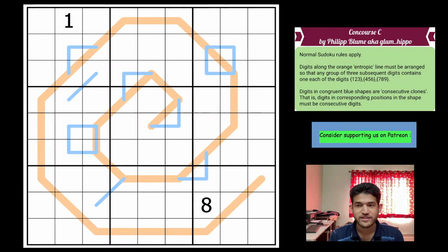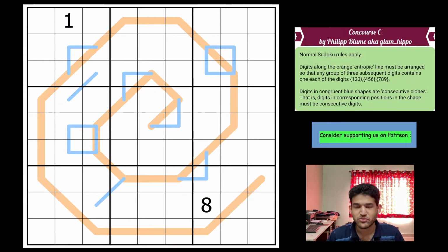Hello everyone, I'm here to solve a Sudoku titled Concourse C, and this Sudoku was created by Philipp Blume, aka Glum Hippo. I saw this Sudoku on the Discord server and was really captivated by the pattern. Entropic lines variant is always an interesting variant to solve, and this Sudoku has the entropic line variant and the consecutive clones constraint. So I thought of giving this Sudoku a try.